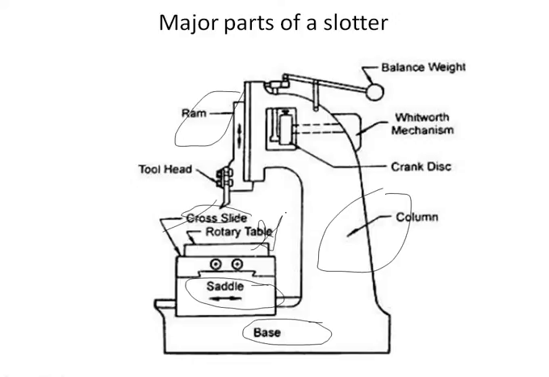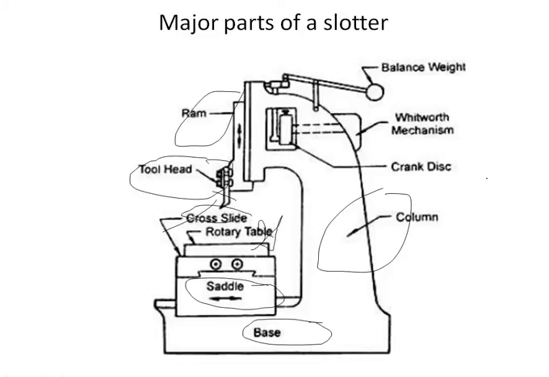And next comes the stroke. It carries the tool head at its bottom end. And next comes the tool head. Tool head, you all can see here, this is the tool head. Okay, tool head, it holds the tool rigidly. In some machines, special types of tool holders are provided to relieve the tool during its return stroke.